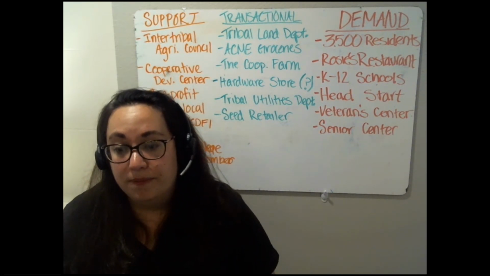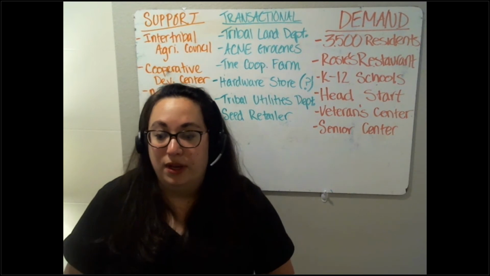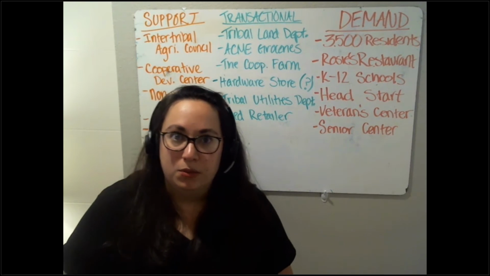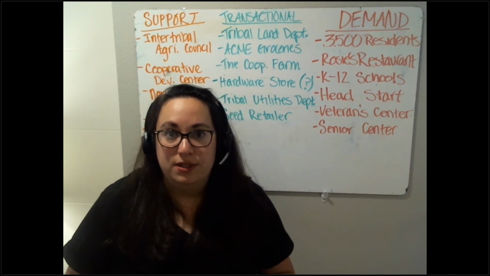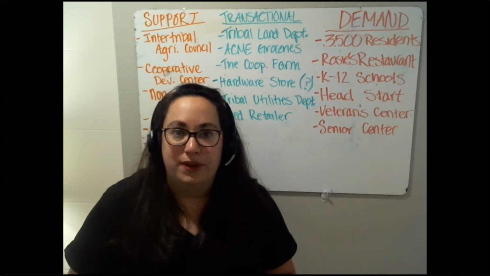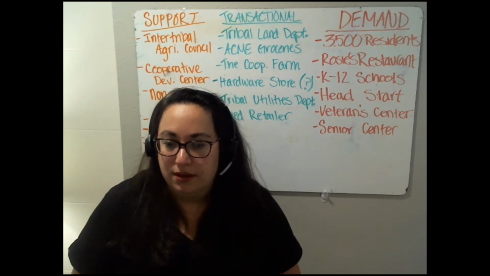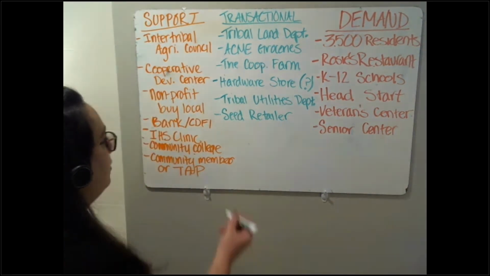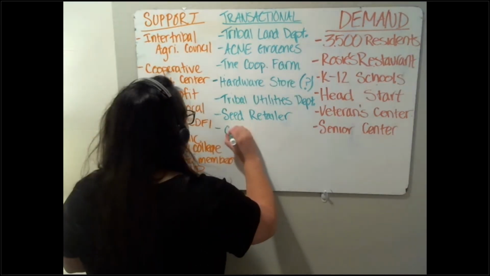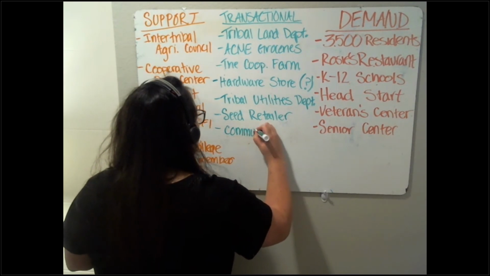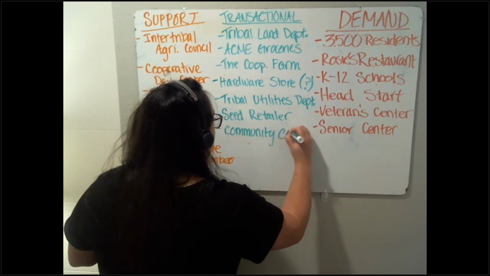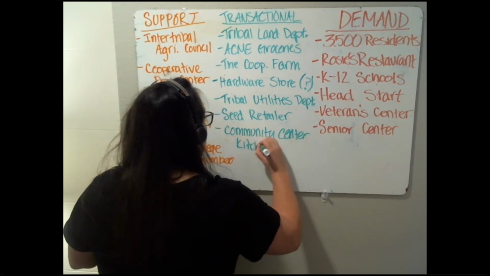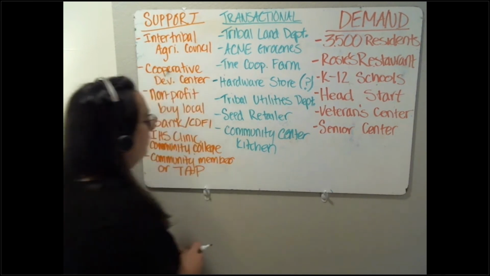This is an example of an underutilized asset because the community center kitchen already exists within the community, but it's not being used to its full potential. And here's the perfect opportunity to use that asset. So let's go ahead and add that in to our transactional partners.